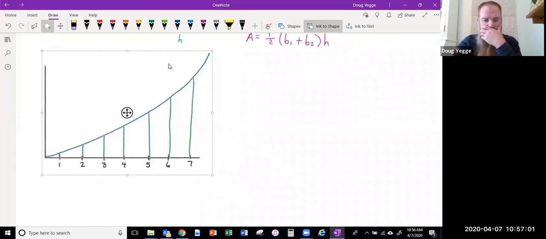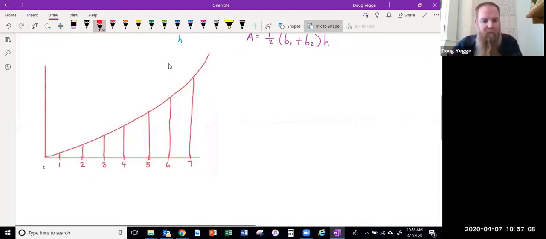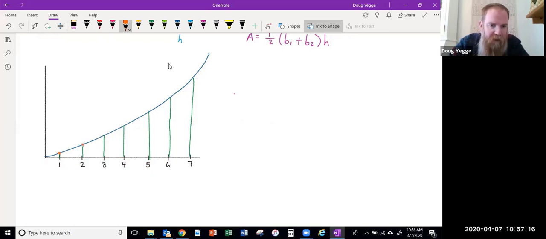Okay. We should still realize that when creating our trapezoids, what we're really doing now is just looking at each of these heights at f of 1, f of 2, f of 3, f of 4, f of 5, f of 6, and f of 7. And notice that this blue curve is curving. It doesn't look like it's really curving from my picture, but it is.